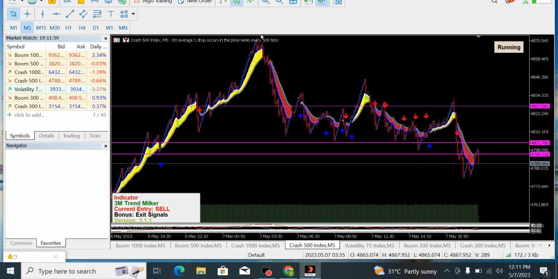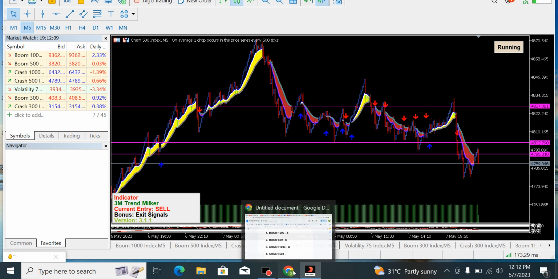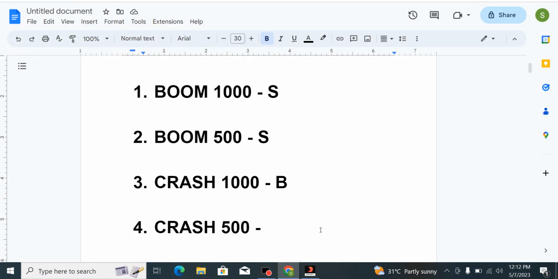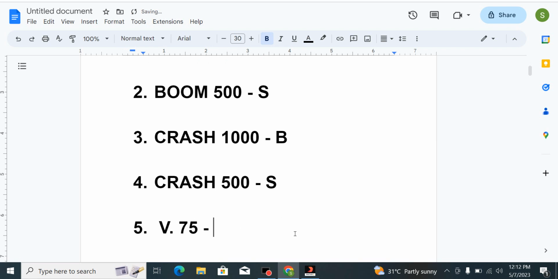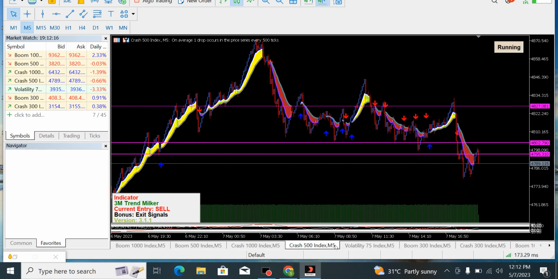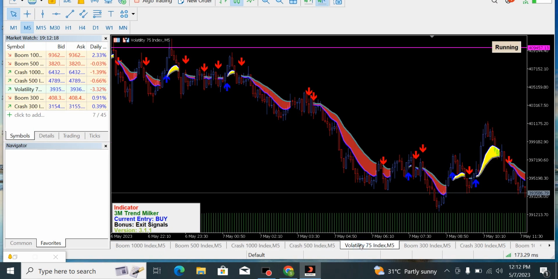Okay guys, this actually got to this resistance zone, and it sold till it got to this support zone, pulled back, went back there again, but this time around it broke out below the support zone and it is still selling. Okay, so this is going to be more of a selling opportunity than a buying opportunity. So the last asset we'll be checking out is going to be Volatility 75. Let's check it out right away.